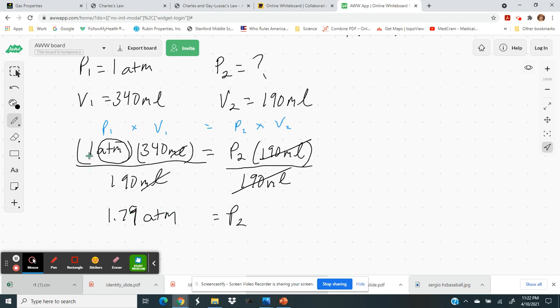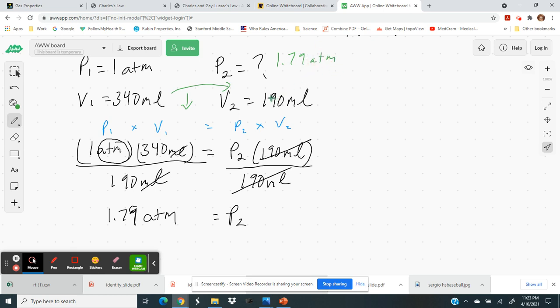If you had been given the pressure in kilopascals, you would have ended up with kilopascals here. Or if you had been given millimeters of mercury, you'd end up with millimeters of mercury here. It'll always work. Also notice that this follows Boyle's law. What happened to volume? It went down, from 340 to 190. Our pressure ended up at 1.79 atmospheres.